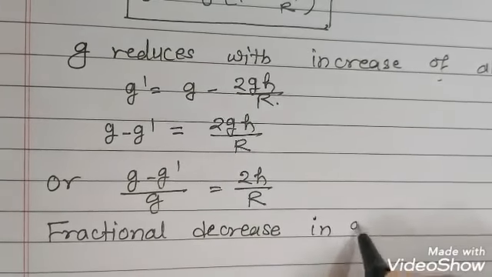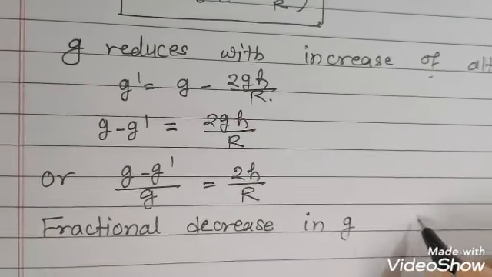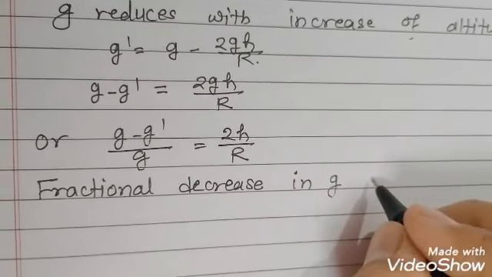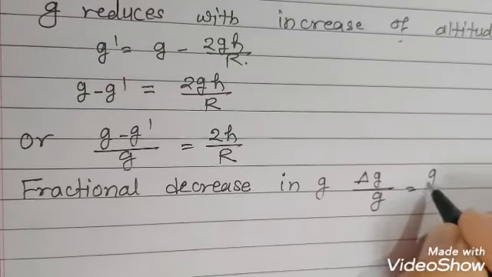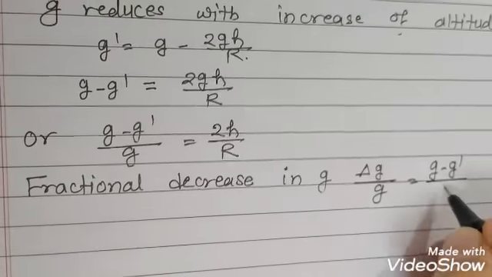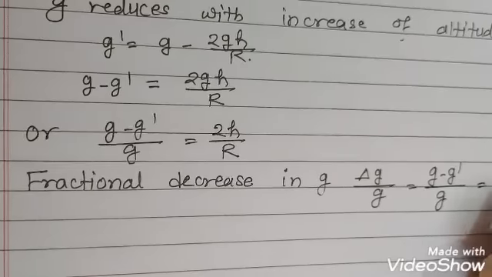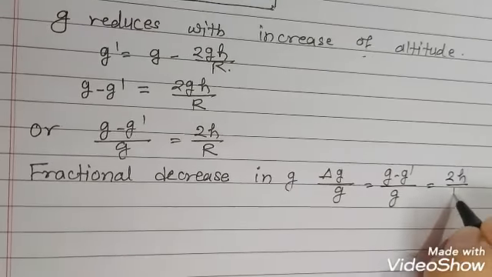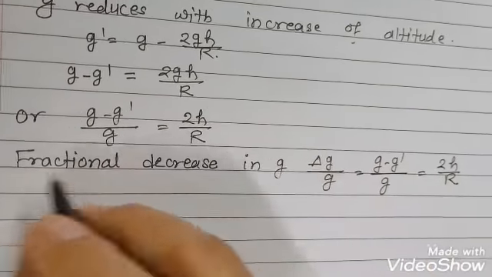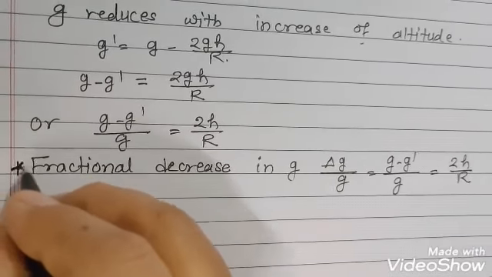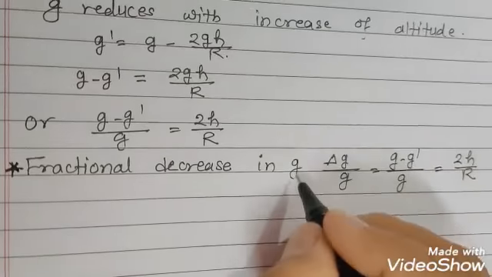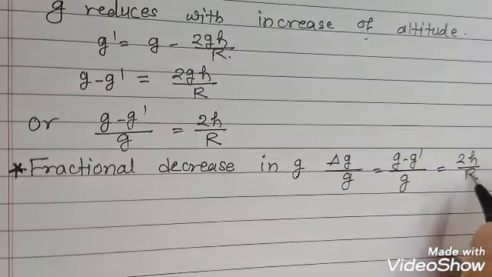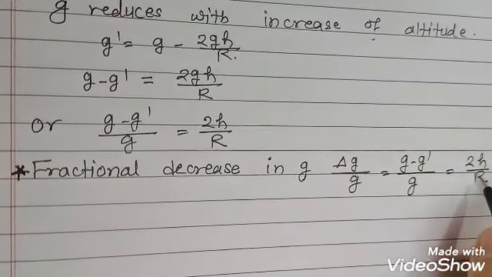That is, the fractional decrease in g is represented by this equation, where we can say simply del g upon g, that is g minus g dash upon g, which is equal to 2h upon r. So if it is asked to you about the fractional decrease, you can write here the fractional decrease in the acceleration due to gravity with altitude is given by 2h upon r.